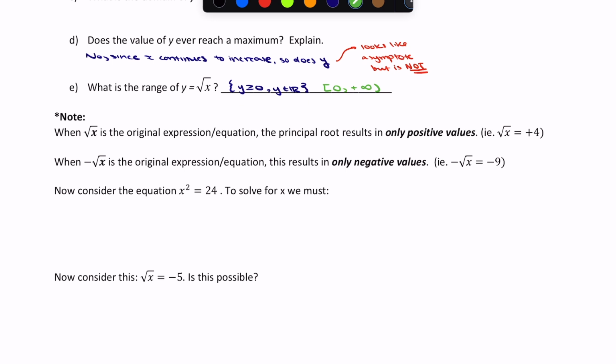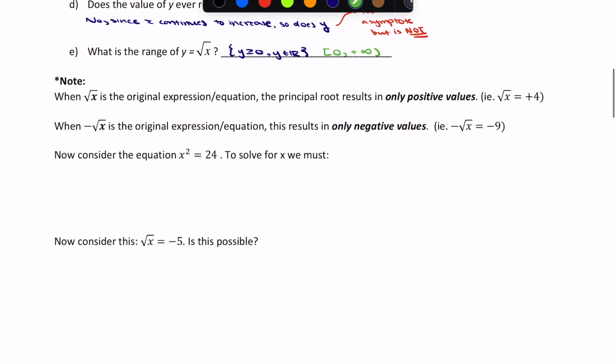Here it says consider the equation x squared is equal to 24. If we're solving for a value of x and we square root both sides, that is when we have to consider the plus or minus. So when we square root both sides, we have to consider both the positive and the negative value. So x is equal to plus or minus square root 24.